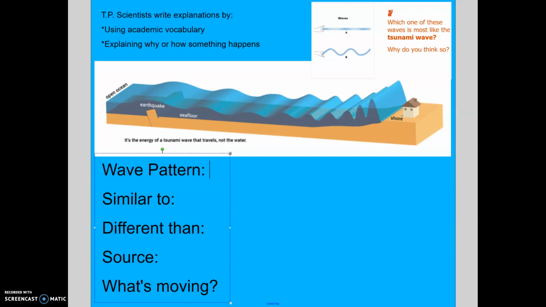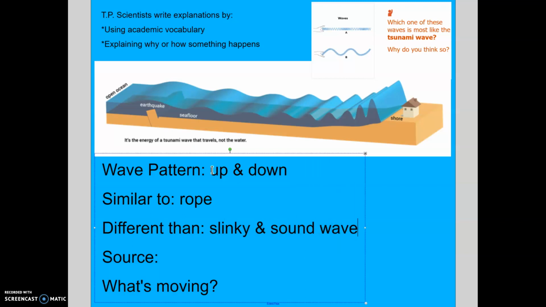So here's a diagram of the tsunami, and we see that the waves are moving up and down. So the wave pattern is up and down. That's similar to the wave pattern of the rope. The rope also moved up and down. That would be different than the slinky and different than the sound wave. Both of those waves moved back and forth, not up and down.